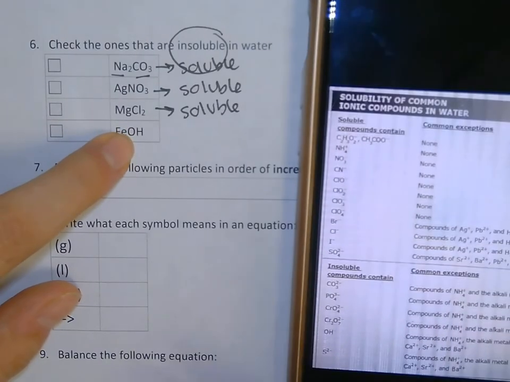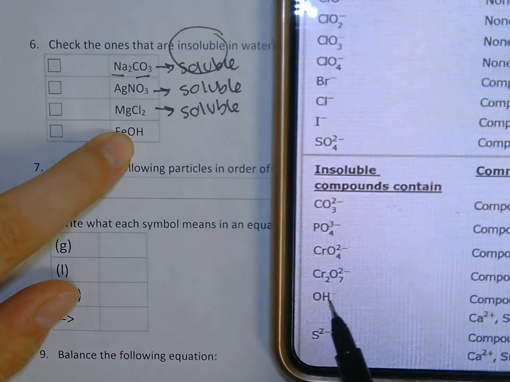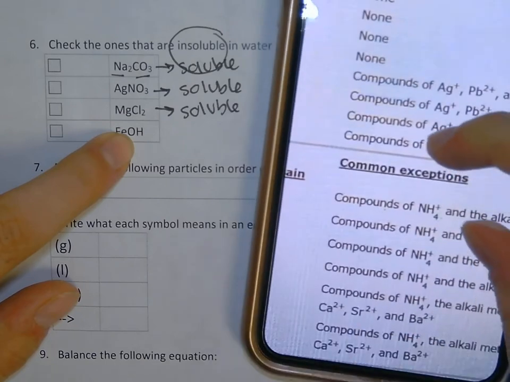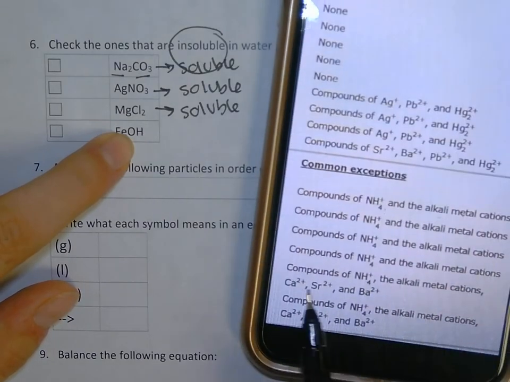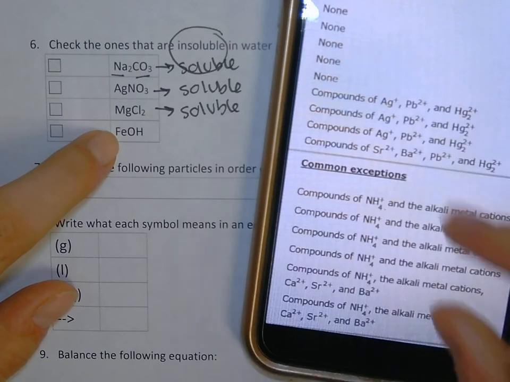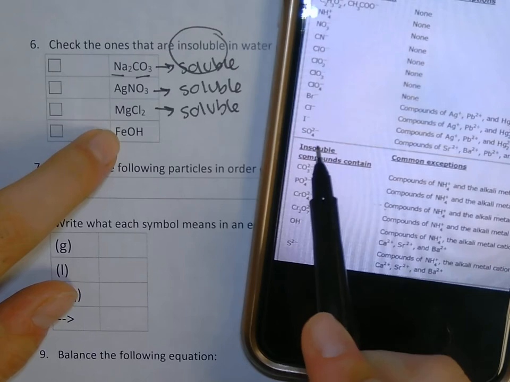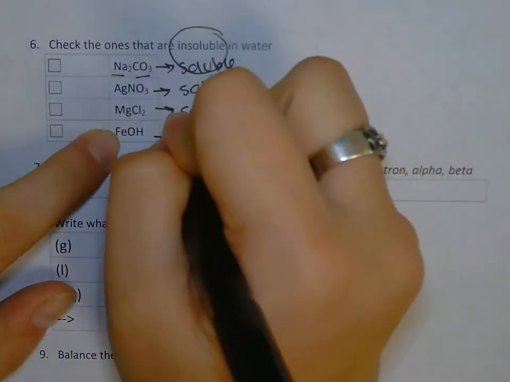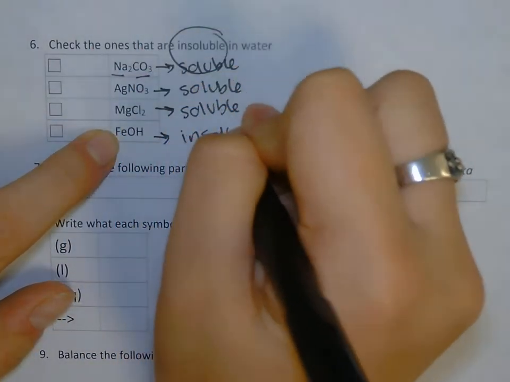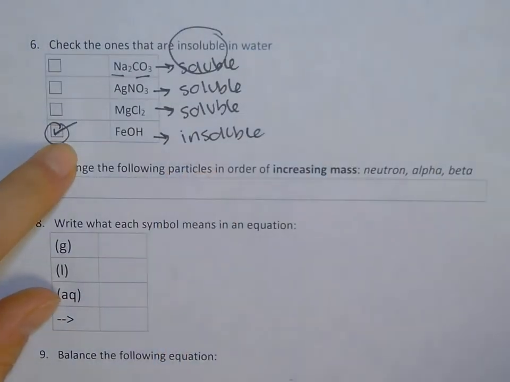I know I can find OH in here. OH is all at the bottom right over here. OH is always insoluble except when put with compounds of NH4 plus, calcium, strontium, and barium. It is not saying anything about iron. So because iron is not an exception, OH compound, this one, is insoluble. So FeOH is insoluble. So my answer is D. That is my only insoluble one.